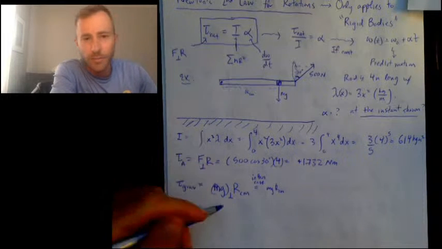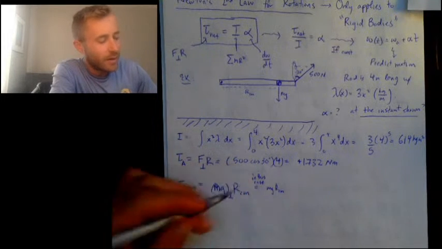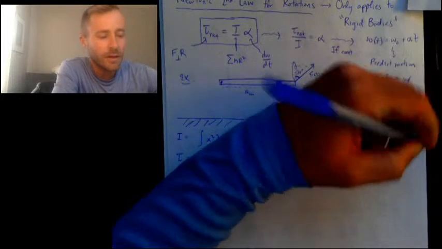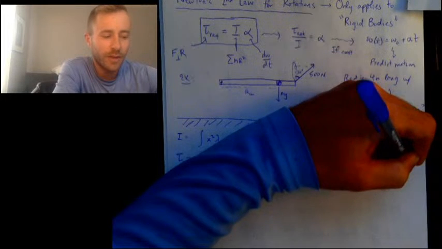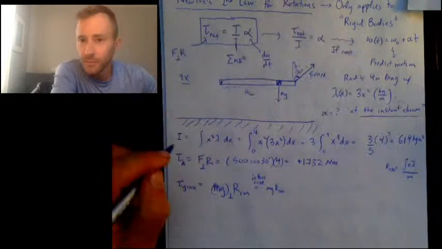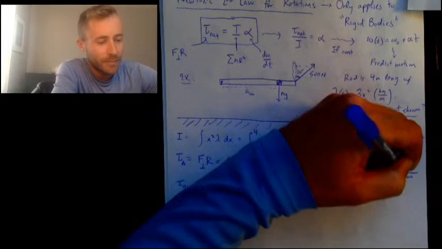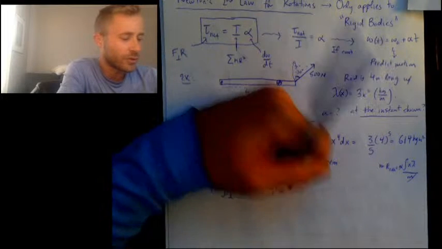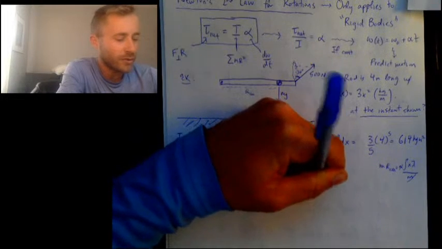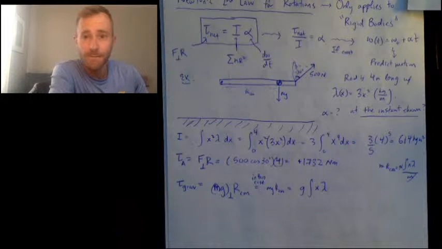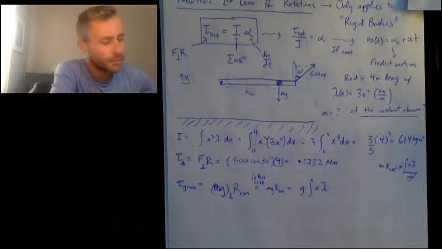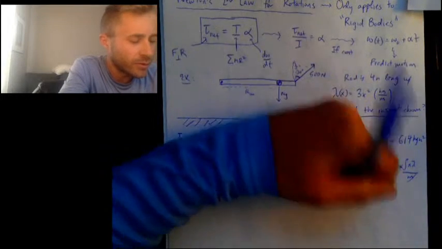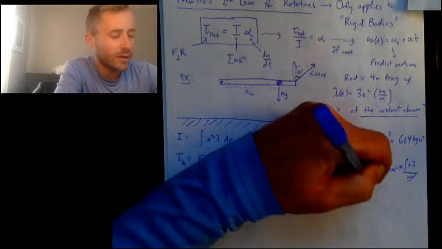All right. I gave you an integral expression for m times RCM. So remember, RCM is the integral of x times lambda over the total mass. So RCM times m would just cancel out the m's, and I just get the integral of x times lambda. So this is just going to be g times the integral of x times lambda. All right. So g is 10. The integral is going to go from 0 to 4 of x times lambda.